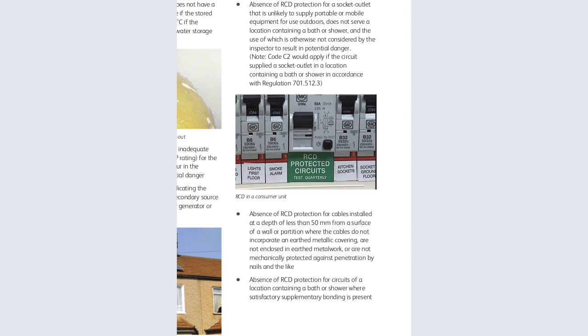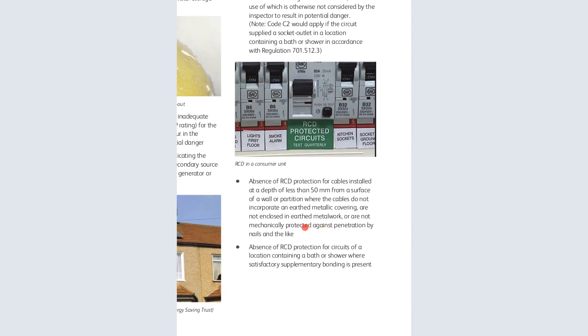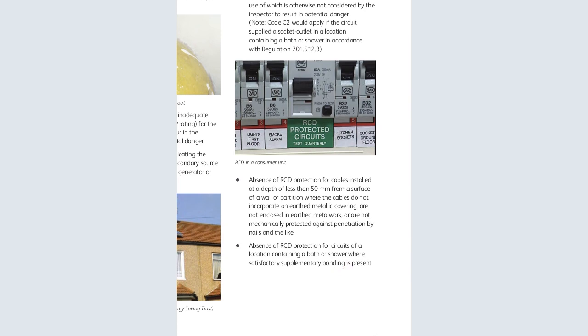Now, at the RCD protection circuit test quality, and now absence of the RCD. Sometimes the RCDs are not there. Protection for cables installed at a depth of less than 50 millimeters from the surface of the wall or partition, where the cables do not incorporate an earthed metallic covering, are not enclosed in earthed metallic wall work, or are not mechanically protected against penetration by nails and the like. So, absence of RCD protection of the circuit of the location containing a bath or shower where satisfactory supplementary bonding is present.